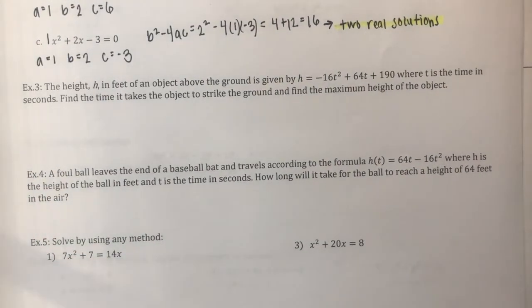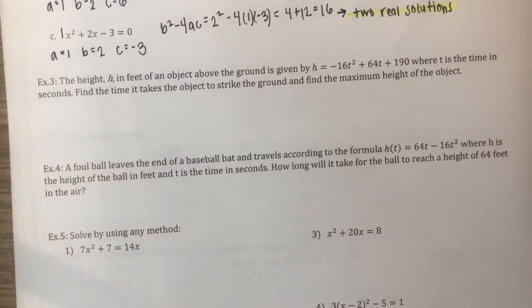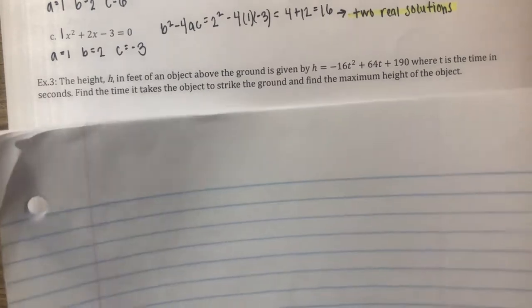And then example 3 says the height h in feet of an object above the ground is given by h equals negative 16t squared plus 64t plus 190, where t is the time in seconds. Find the time it takes the object to strike the ground and find the maximum height of the object. So if we want to find how much time it takes, I'm going to do this on a separate sheet of paper, find the amount of time it takes for the object to hit the ground.